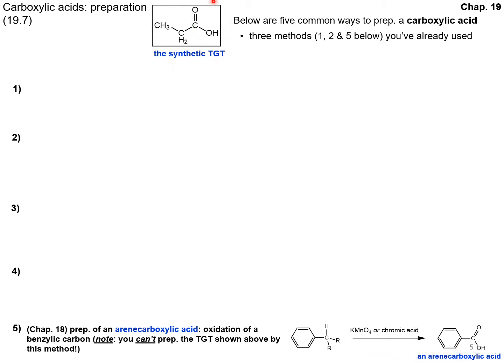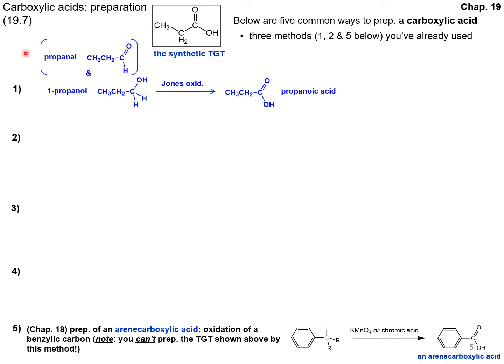Our synthetic target will be propanoic acid, shown here, and we'll synthesize that by four different ways. You know that you can make a carboxylic acid by Jones oxidation of a functional group that has carbon in a lower oxidation state. In this case, it would be 1-propanol, or it could even have been synthesized by the oxidation of the aldehyde propanal. So either of these could be oxidized with Jones reagent to give you propanoic acid.